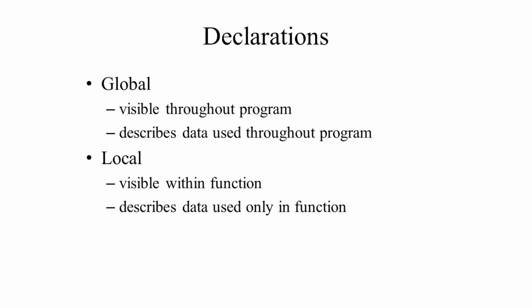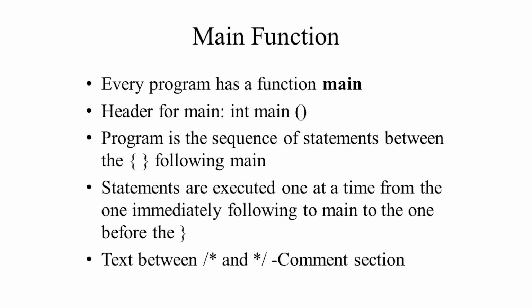So the next part of the program is the main function. Every C program has a function called the main function. Every program will begin with the main function. The header for the main is int followed by main, int main. The program is a sequence of statements that should be written within the curly brackets. So after you say int main, you start writing the set of statements. Those statements should be within the curly braces, and then the statements are executed one at a time, up to the closing curly bracket.